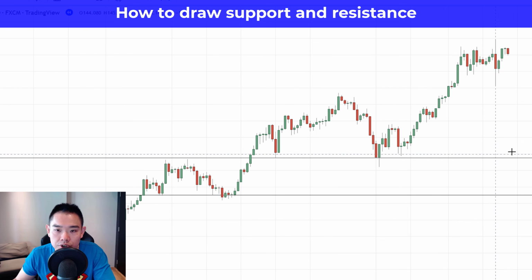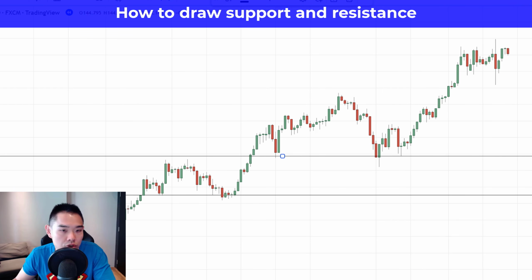Same for this one over here. I'll push this up slightly. When I do this, I now get three touches. I get one touch, two, and three over here. And what about this one over here? I think there's another area of support over here. I'll draw this one here.